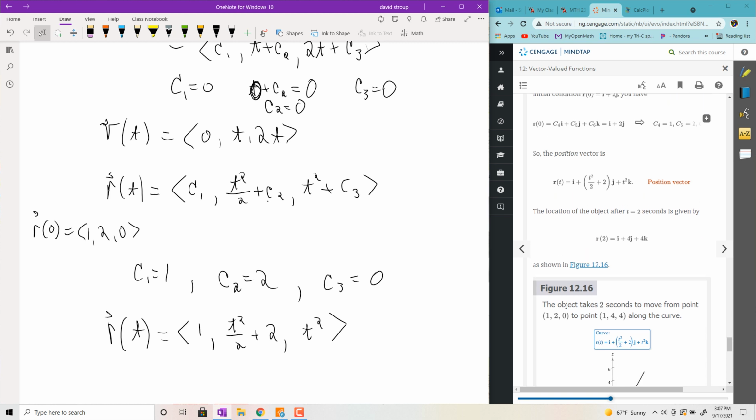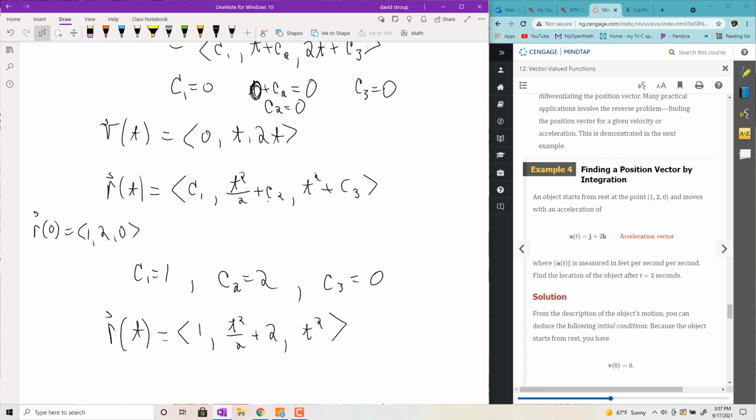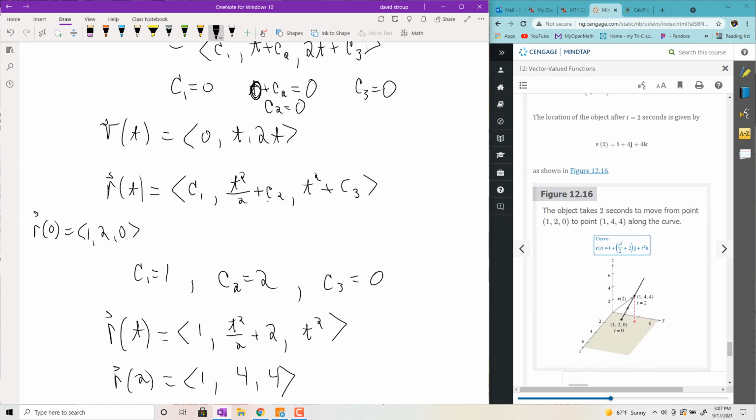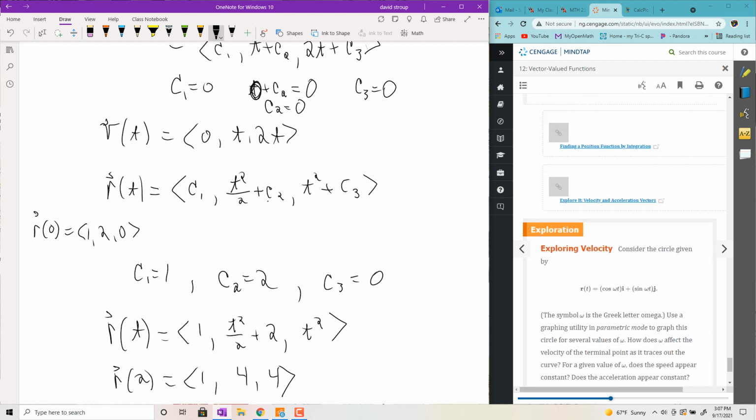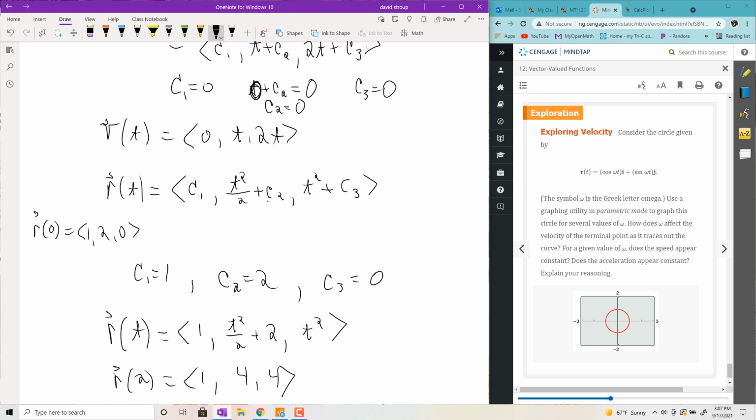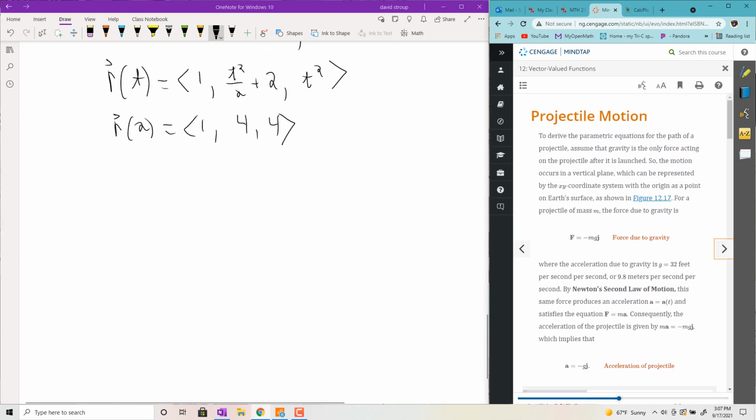Okay, great. So the question asks, find the location after 2 seconds. All you have to do is plug 2 into the position function. So you get 4 over 2 is 2, plus 2 is 4, and then 4. So 1, 4, 4 for position. Sure, okay. So they're doing a little exploration of velocity there. Let's move on to the next part, which is projectile motion.